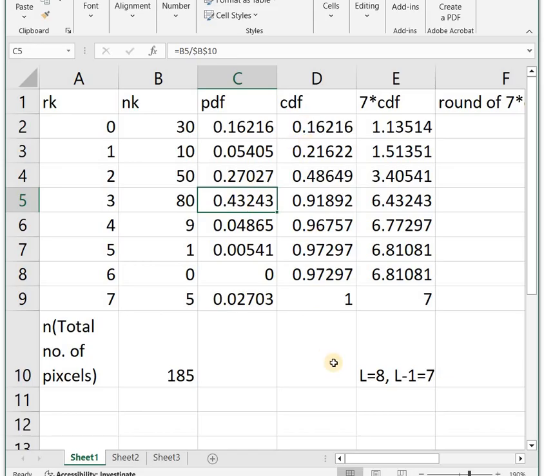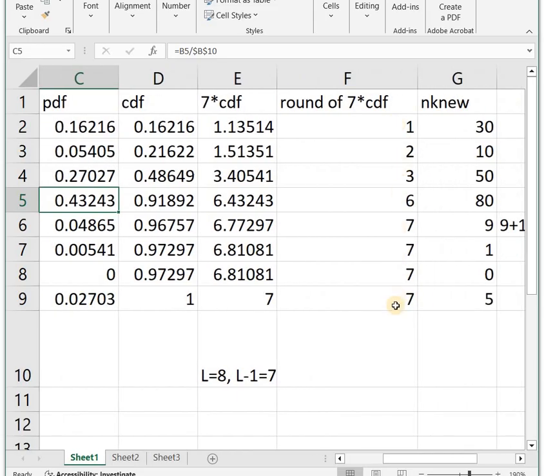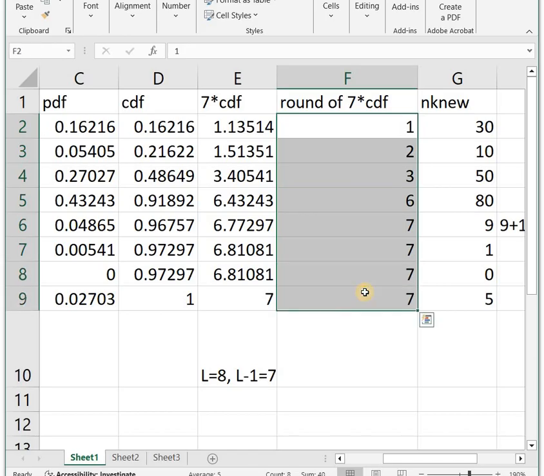The upper value plus the adjacent value, the same manner. So you have CDF. What was your L minus 1? It was 7. So 7 into CDF. And then you round off these numbers. So when you round off these numbers, what you get is this. Now, what did it mean to calculate the number of pixels for the new intensity values? These are your new intensity values. How will you calculate their number of pixels now?